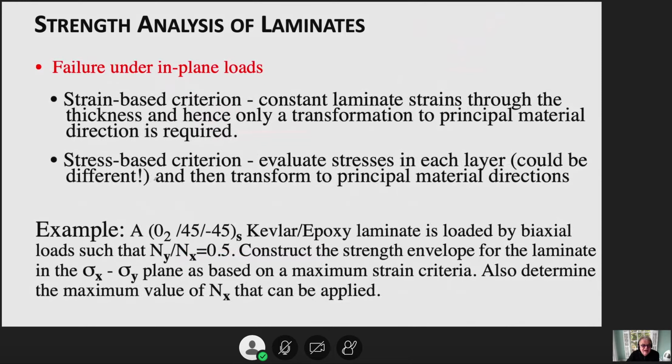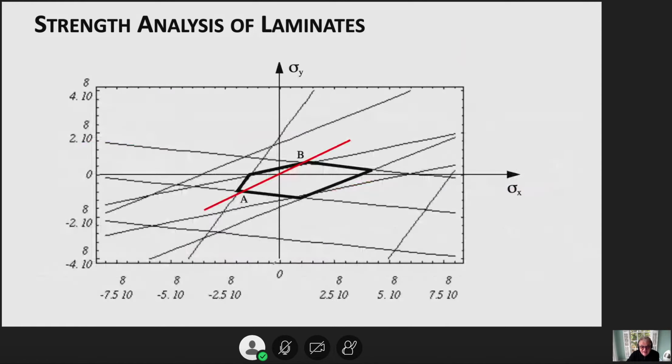And you can read the rest of it faster than I can read for you. Whether stress-based or strain-based, we do the transformation to principal material directions of the strains, and then we do the same for the stresses and compare the different levels. And at the end, a picture like this might appear.